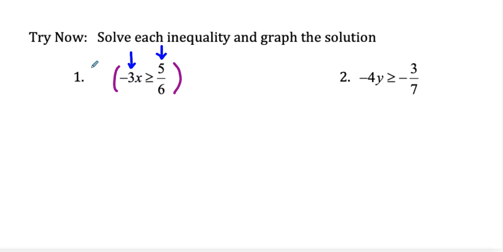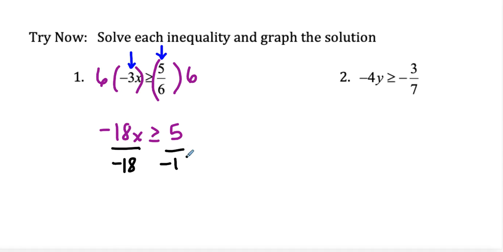So you'd multiply both sides of the inequality by 6, and you'd get negative 18x is greater than or equal to 5. That's totally fine to do. And then divide by negative 18. So when you divide by a negative, you're going to flip the direction of the inequality symbol. So negative 5 over 18. That's one way.